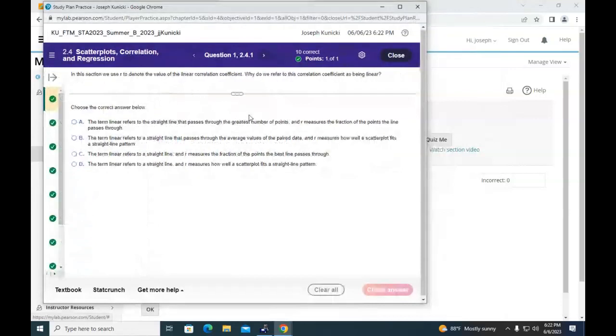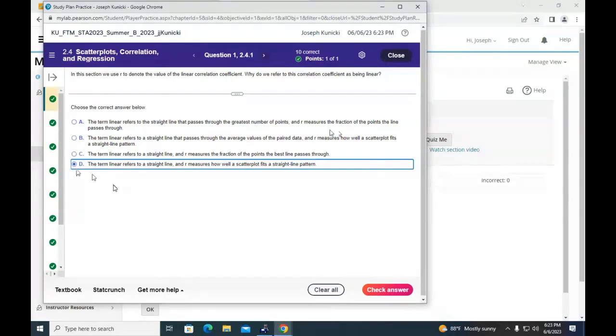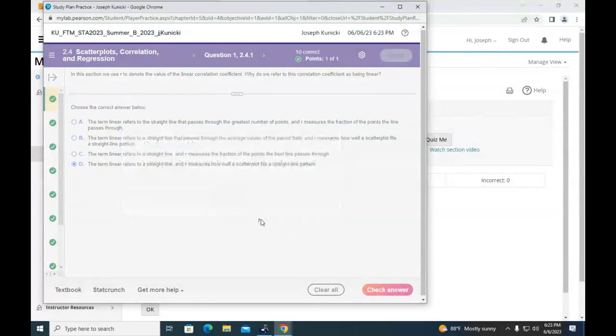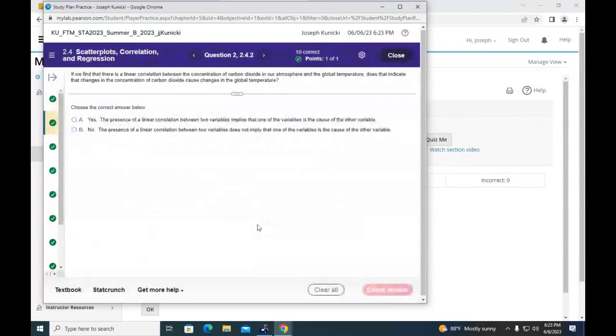In this section we'll use R to denote the linear correlation coefficient. Why do we refer to this correlation coefficient as being linear? Because it's a measure of how close the scatter plot fits a straight line. Is R representing the max distance from the line, or the average distance from the line? The minimum. Minimum of the total distance. The term linear refers to a straight line, and R measures how well a scatter plot fits a straight line pattern. That's what it does. Number two. Can you have a one? Sure. That's a perfect fit. That's if you have all the points on a straight line.